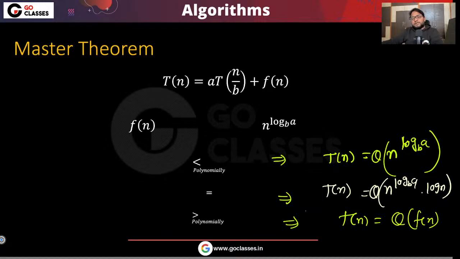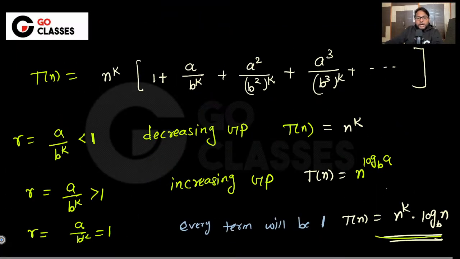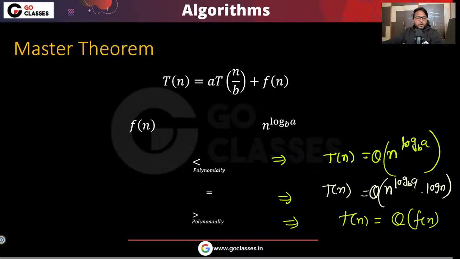Earlier also we have got something like this: if both are equal, we multiply by the log. If n power log base b a is greater, then it is the answer; otherwise the function is the answer. Anyway, let's not go to the proof again and again, but I hope this is okay to everyone.